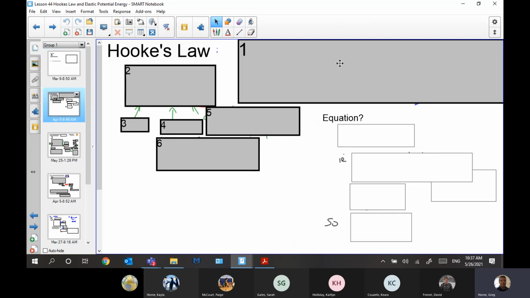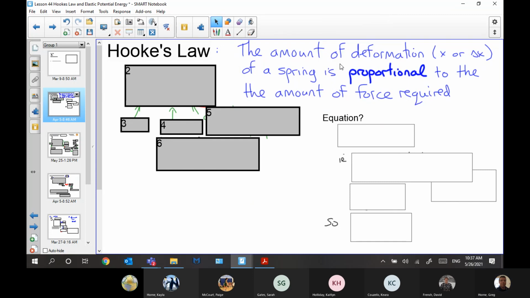Okay, so to start out, Hooke's law is named after Robert Hooke, I think his name was, and there's a video that has a little bit more of the history of it. I'll show you in a second. But with Hooke's law, it was found that the amount of deformation, meaning a compression or a stretch, X or delta X, however you want to write it, doesn't matter. It means the same thing, and we can use it either way, right?